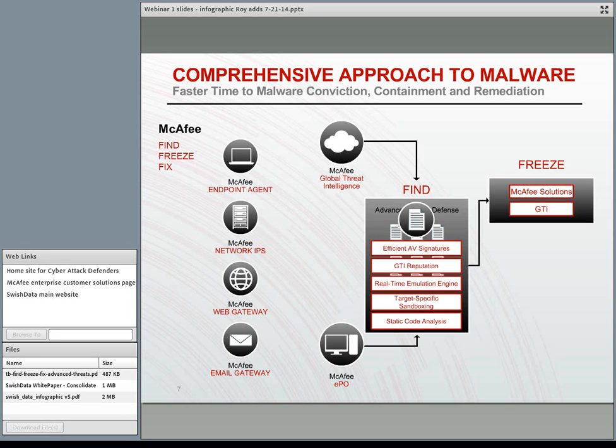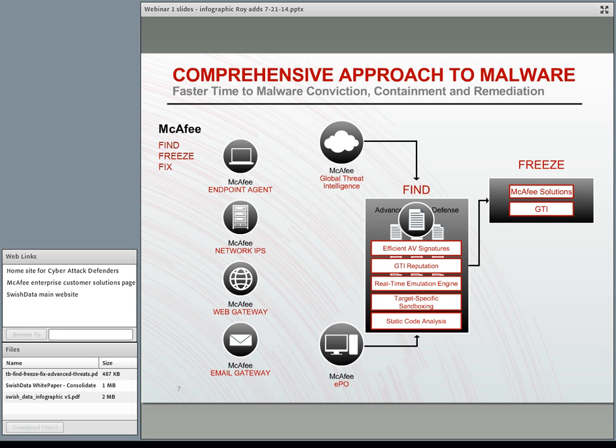So once we find something, we can send it over to McAfee Solutions and GTI. We can freeze that in time. So we're sending information back to these products, the Endpoint Intelligence Agent, IPS, Web Gateway, and Email Gateway, saying this is now a known bad MD5 hash. Anytime you see this file coming into my environment, stop it immediately. So you're stopping the spread of Zeusbot, Game Over Zeus, whatever it may be coming into your environment. You're stopping that threat so it can't spread within your environment anymore.